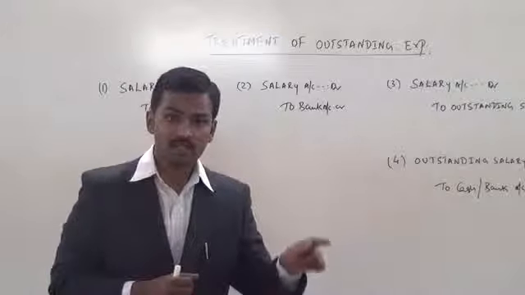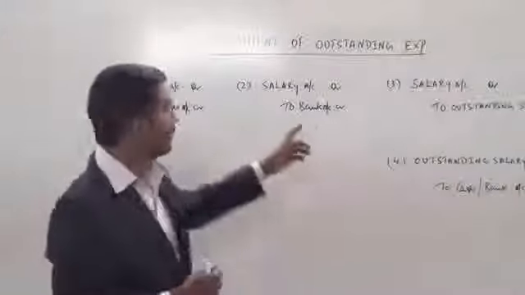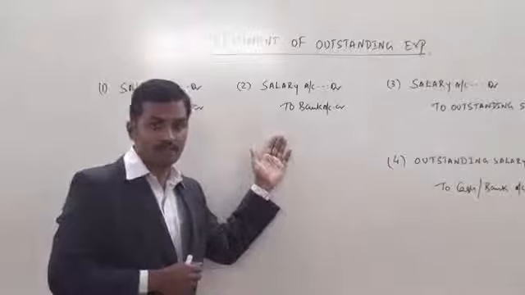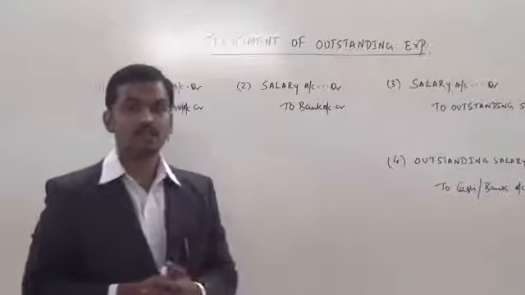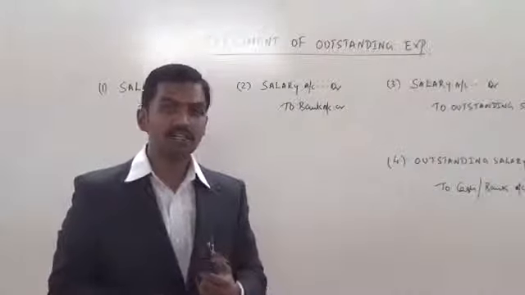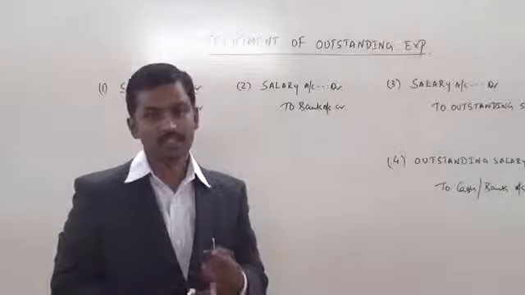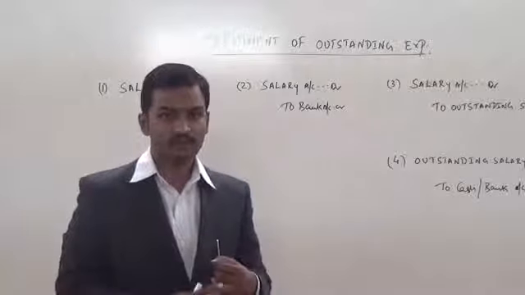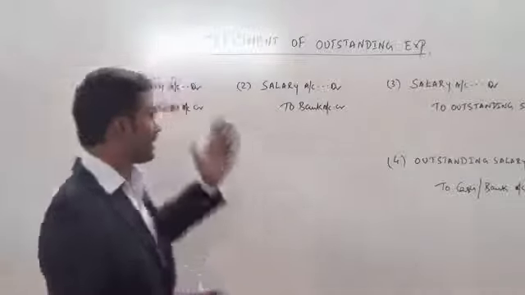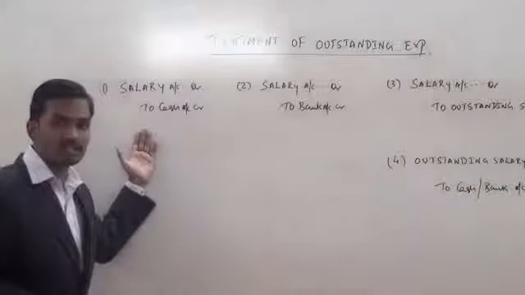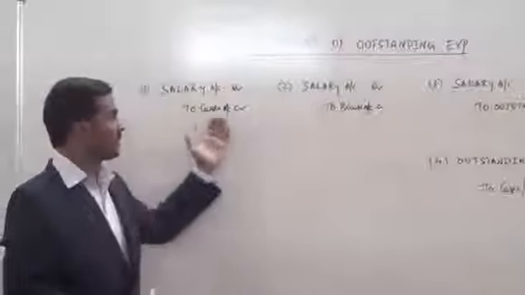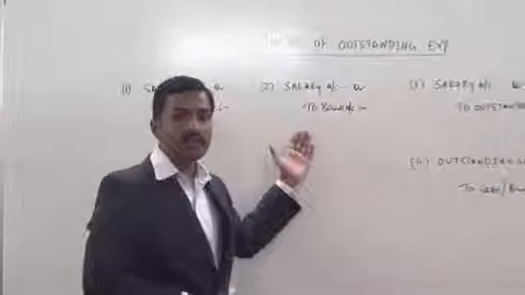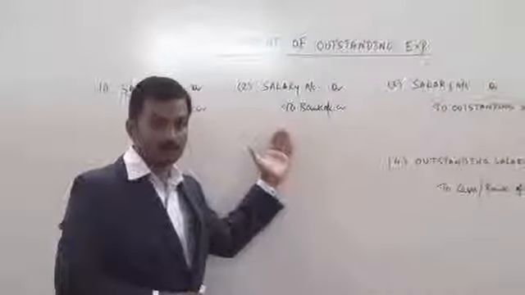So bank, personal account, giver. That is why bank account has to be credited. So when you pay salaries by check, you are going to pass the entry salaries account debit to bank account. Salary, nominal account, expense loss, debit; bank, personal account, giver, credit. So when we pay salaries in cash, we pass the entry salaries account debit to cash. When we pay salaries by check, we pass the entry salaries account debit to bank.